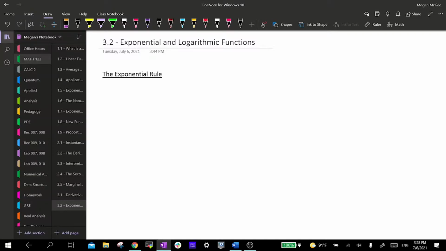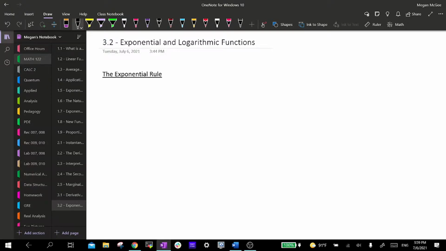Anyways, let's jump into section 3.2, which is exponential and logarithmic functions. So last section we actually learned how to calculate our first derivative, and so in this section we're just adding a few more rules and we're going to go ahead and calculate some more derivatives.